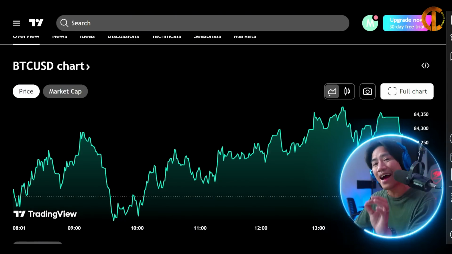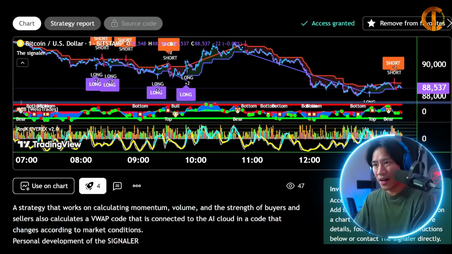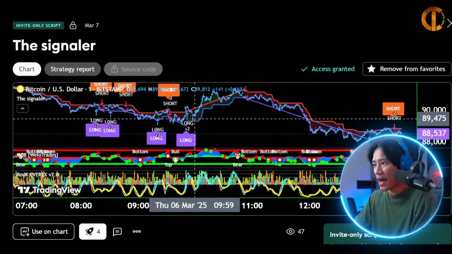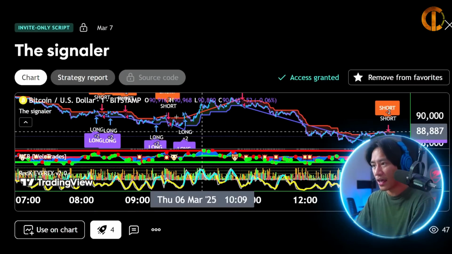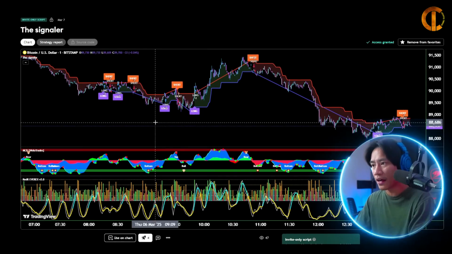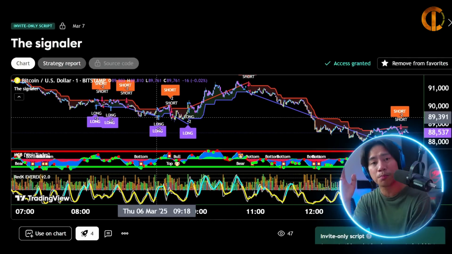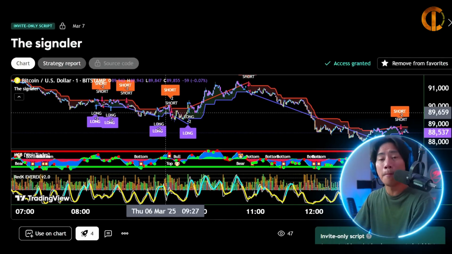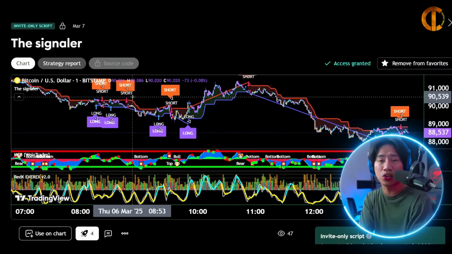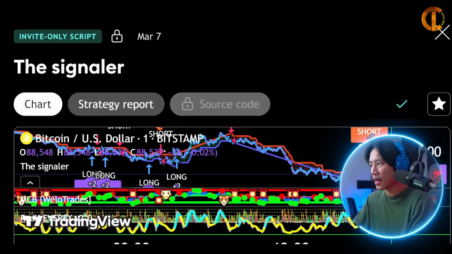Now what I have, guys, look at this right there. You see the difference? I have the long and the short indicators right there. Now that is going to be very, very helpful for my trades because I would know at which point I will be making the trade and what should I do. Should I do a long? Should I do a short?